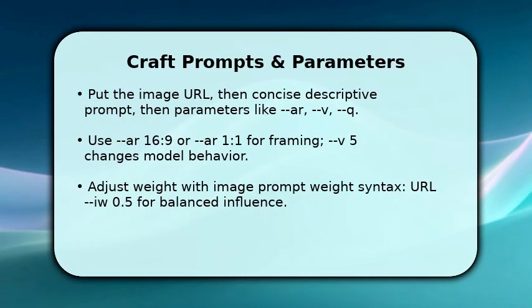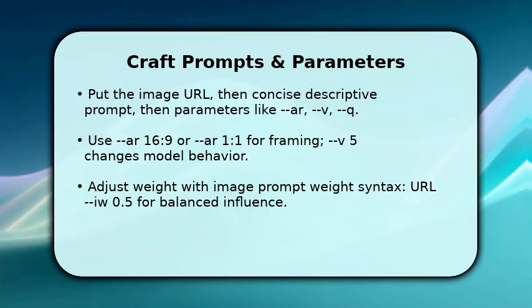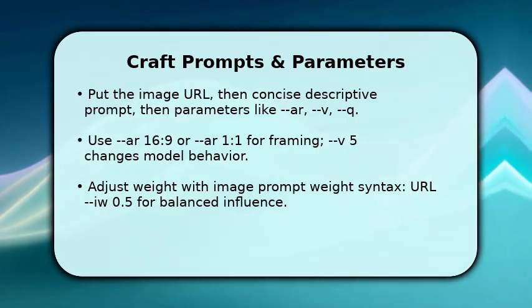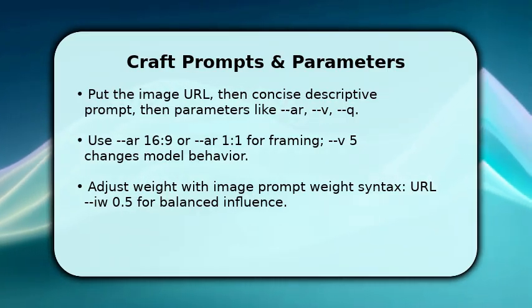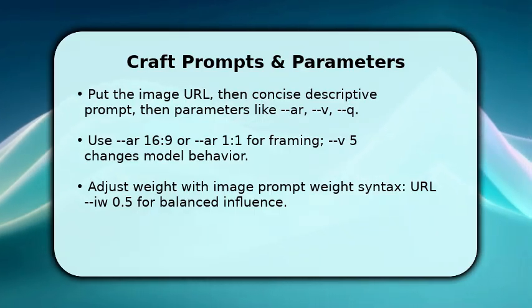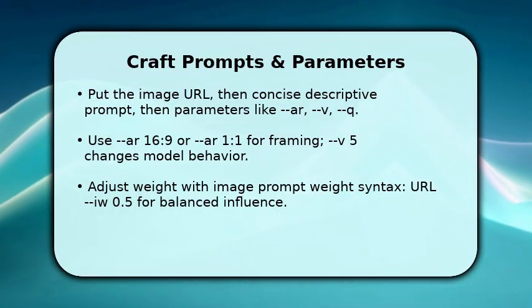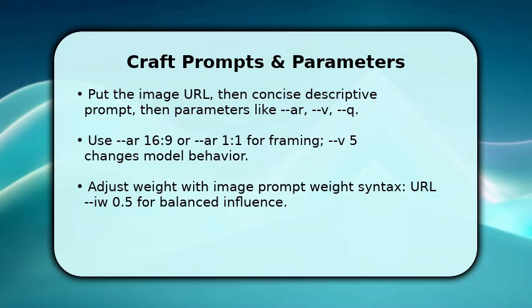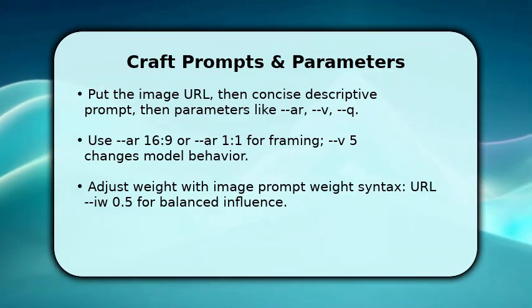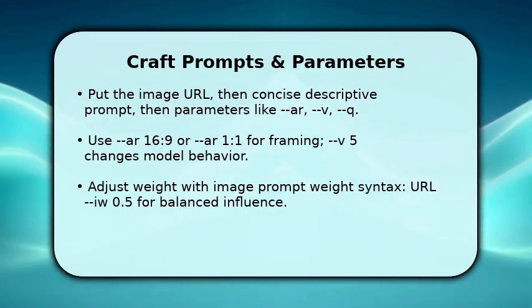Now refine how Midjourney interprets your image. Place the URL first, then a focused prompt explaining what to change or enhance. Add parameters such as --ar for aspect ratio and --v for version. These change composition and style. For balanced influence, append --iw 0.5 to lower image dominance, or raise it to emphasize the photo. Once you test variants, iterate by tweaking adjectives and parameters. Make sure to run multiple seeds and compare outputs to choose the strongest direction.